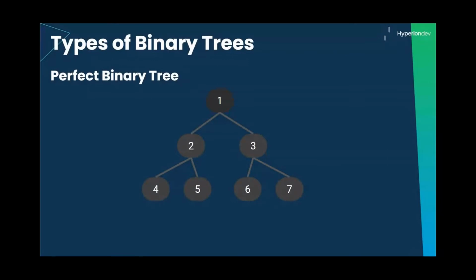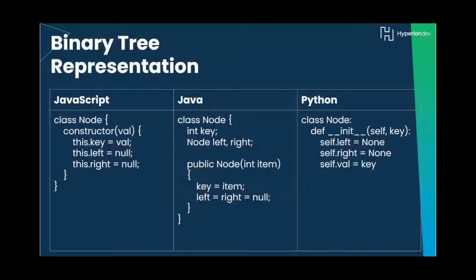Next, I'm going to take you through some representations of a binary tree. Notice that in these examples we have representations for JavaScript, Java, and Python, and this would be just the base of it. But obviously, once you need to implement some operations, the class would increase to account for those different operations.